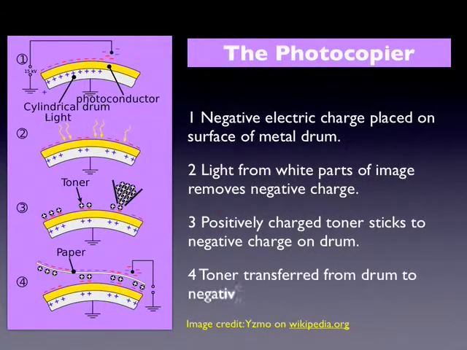Lastly, we pass paper across the drum. The paper also has an electric charge, so it attracts the toner and you get a picture on the paper. Lastly, we raise the temperature of the paper to pretty hot so that the toner melts onto the paper, which is why photocopies are warm when you first receive them out of the machine.